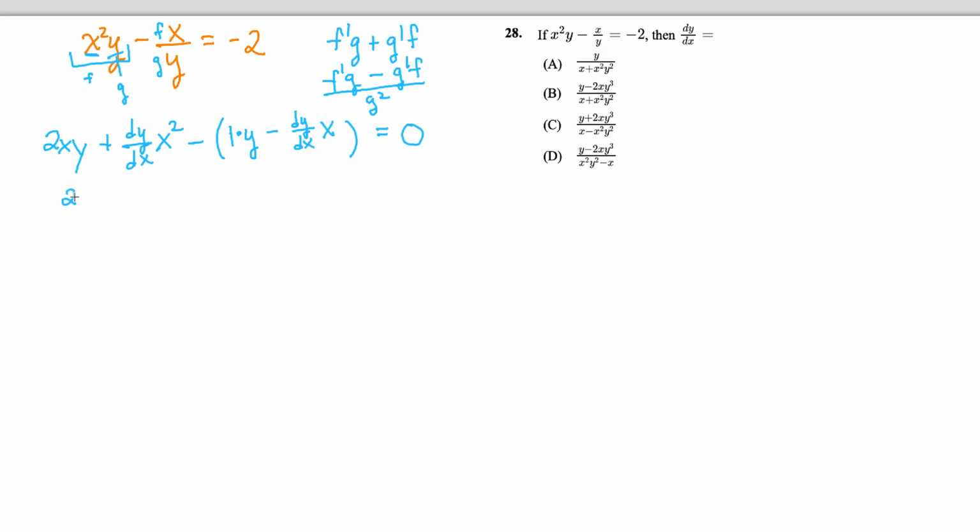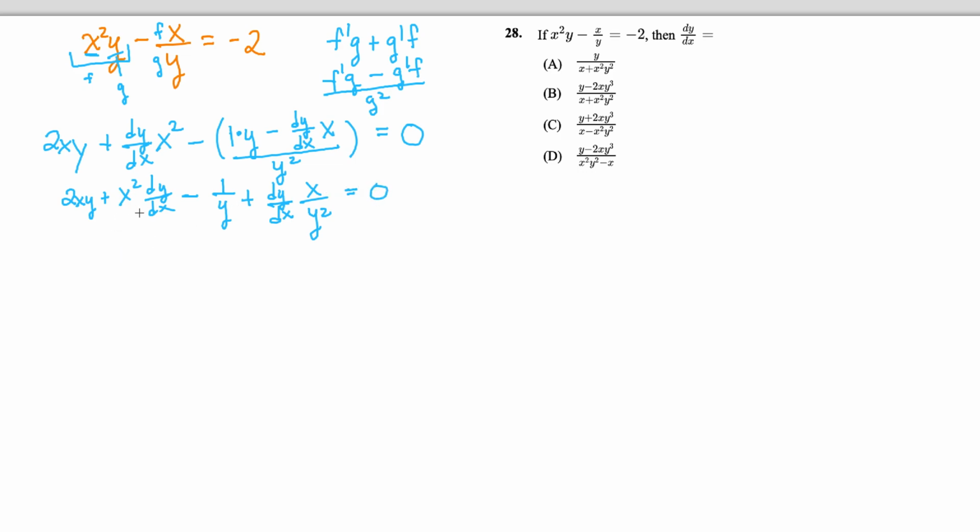And I get 2xy plus x squared dy dx. Oh, wait, what did I forget? Divided by y squared. Don't forget that. Minus, and I'm going to distribute the minus and also put this over each piece. So it's going to be 1 over y plus dy dx times x over y squared. So I split up the numerator and I distributed the minus, equals 0.